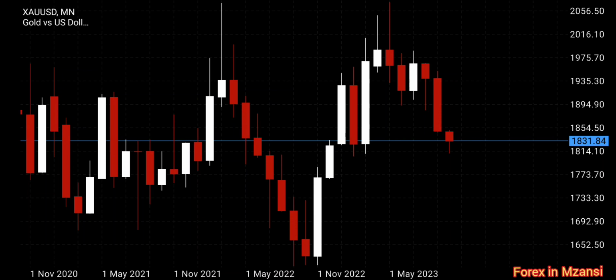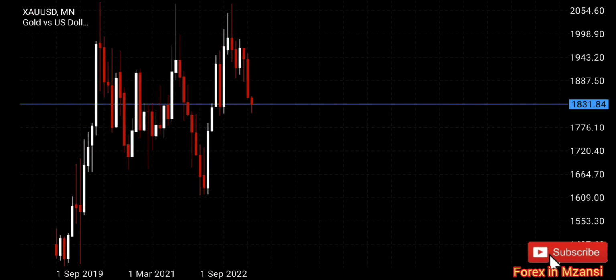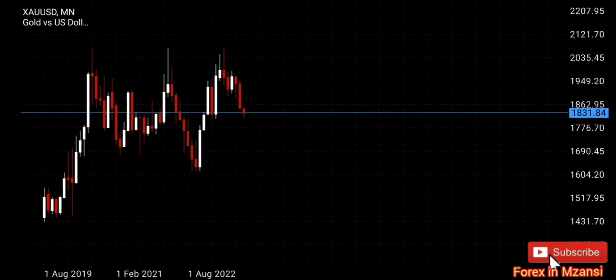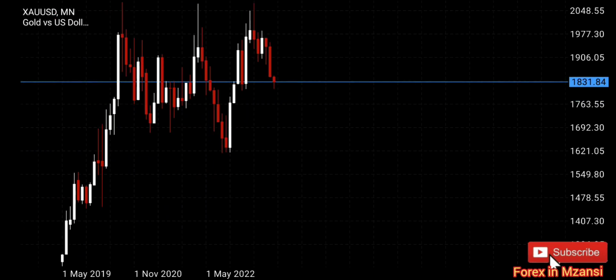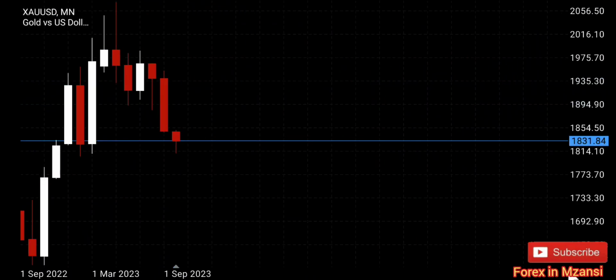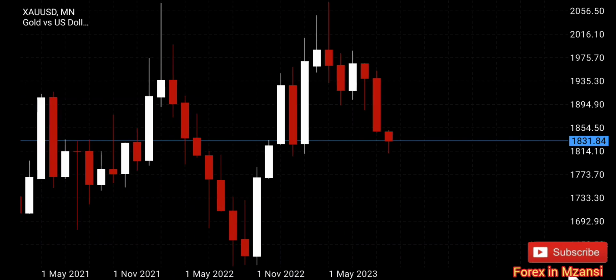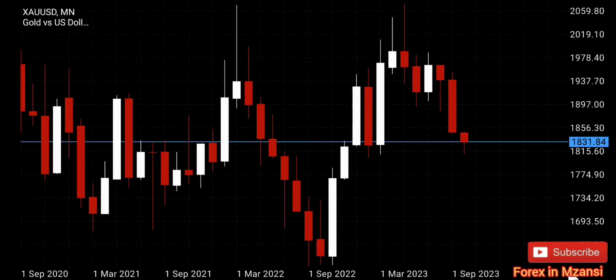All right, so this is how it looks on the monthly. It's very important for us to check these bigger time frames, because if you don't, sometimes you're going to miss out on some key information that you could have used to direct your trades on your smaller time frames, right? So this is what we're having on the monthly.